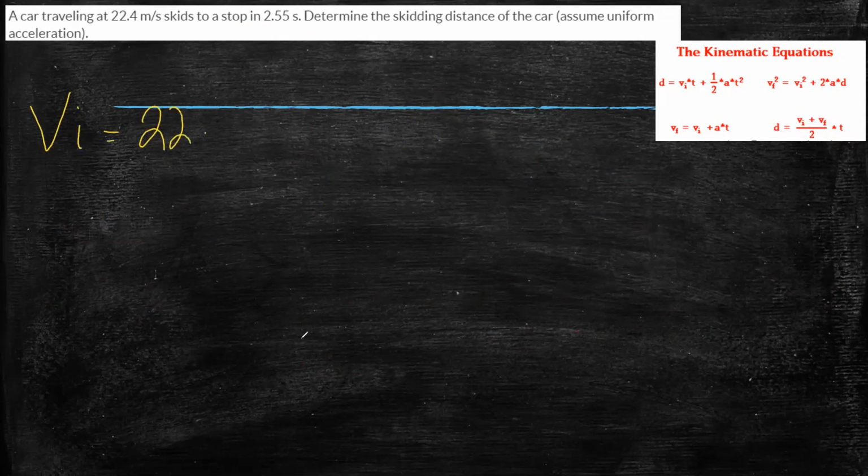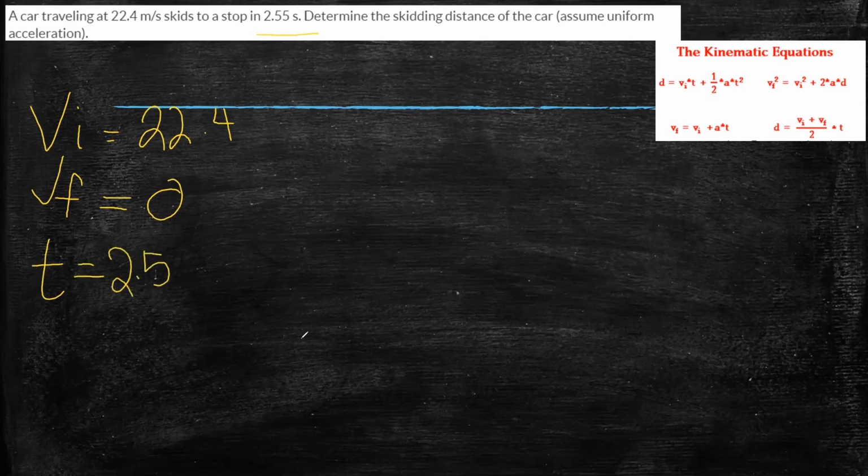So the V initial here is 22.4 meters per second. Skids to a stop. So what is the V final here now? It's unknown. Teacher, it's 0 meters per second. If it is stopped, it's 0. At a T time, at 2.55 seconds. So the time here is 2.55.